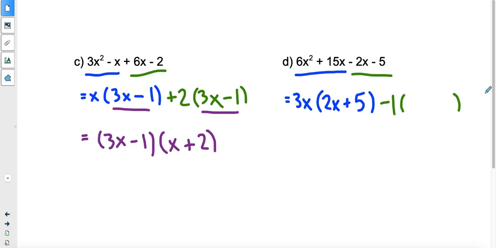And now I just need to think about, okay, what can I multiply negative 1 by to get negative 2x minus 5? Negative 1 times 2x gives me negative 2x. And negative 1 times positive 5 gives me negative 5.